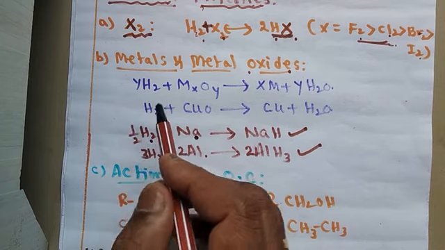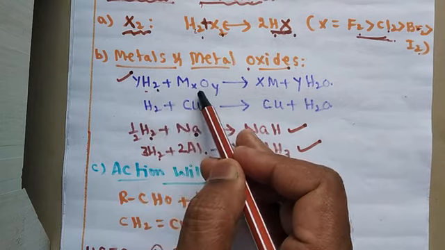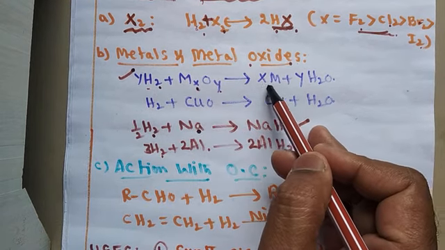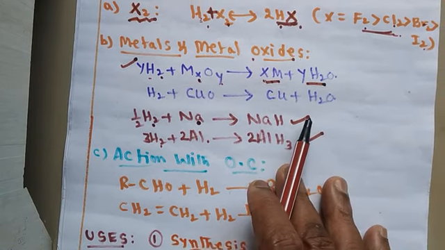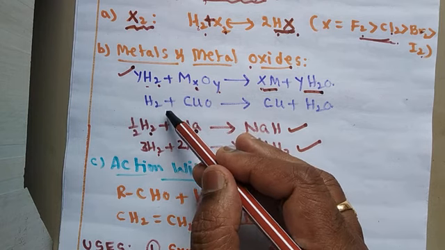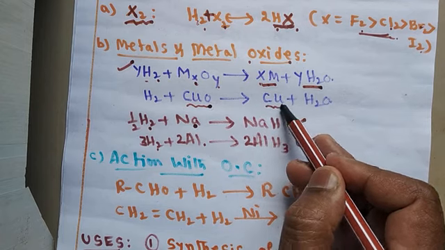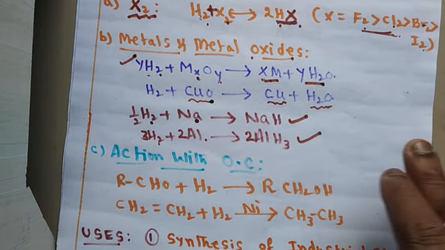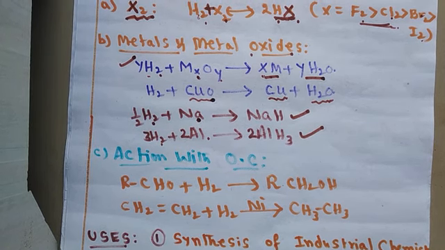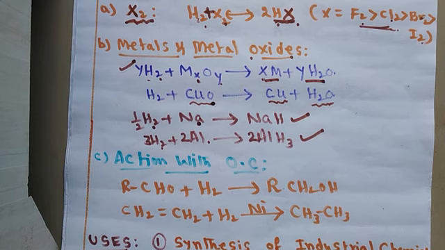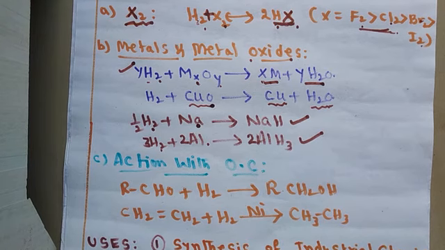For metal oxides also, the general formula is: y moles of H2 react with MxOy to give x moles of metal and y moles of water. An example can be taken, children. Hydrogen reacts with cupric oxide, CuO. The products formed are copper metal as well as water. Like that, metal oxides react with hydrogen, and the products formed are metals as well as water. Is it clear, children?